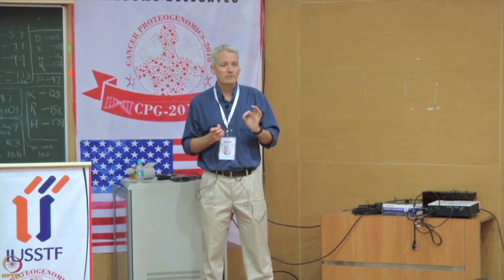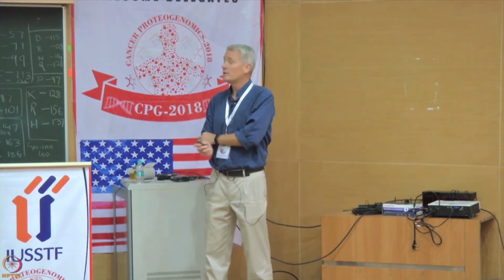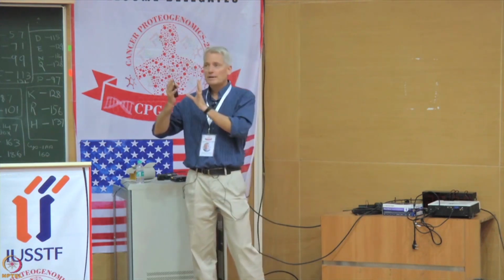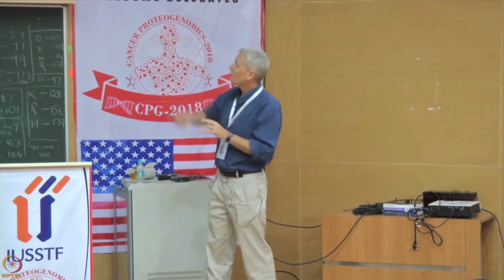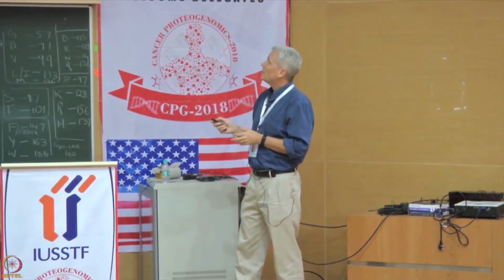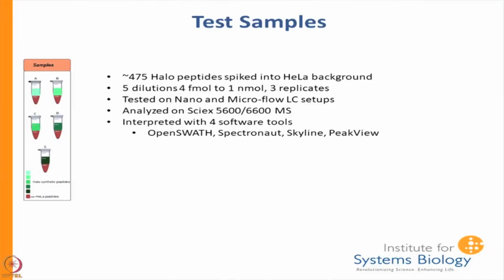And then we spiked in these halopeptides at different concentrations. And there's nothing special about the halopeptides. It's just a different organism than human. And so what we wanted to see is if we have this complicated background, can we see these halopeptides that we spiked in? So the 5 different dilutions, and in the data I'm going to show, it goes from 4 femtomole to 1 nanomole. There's 3 replicates of each, tested on nano and microflow LC, 2 different instruments, interpreted with 4 different software tools.